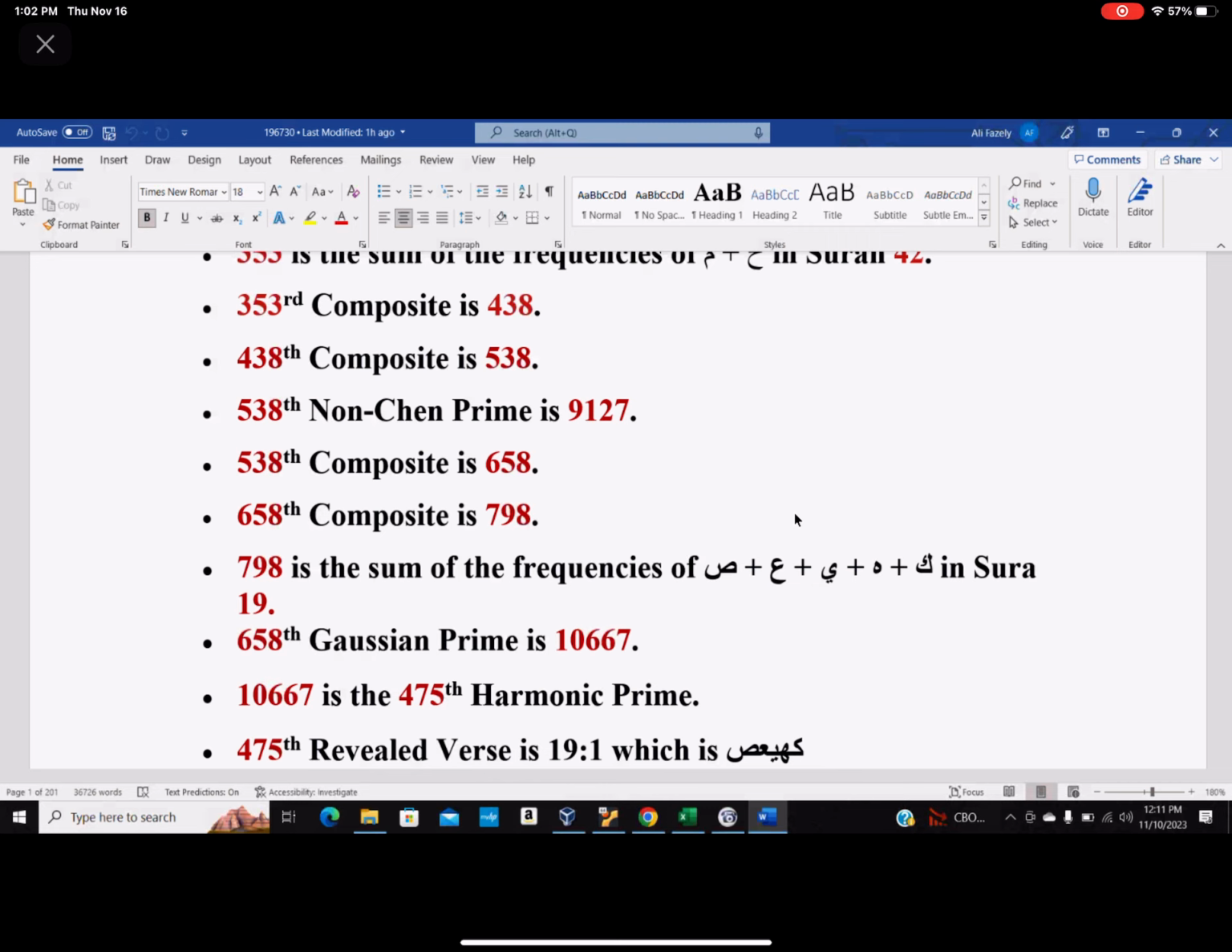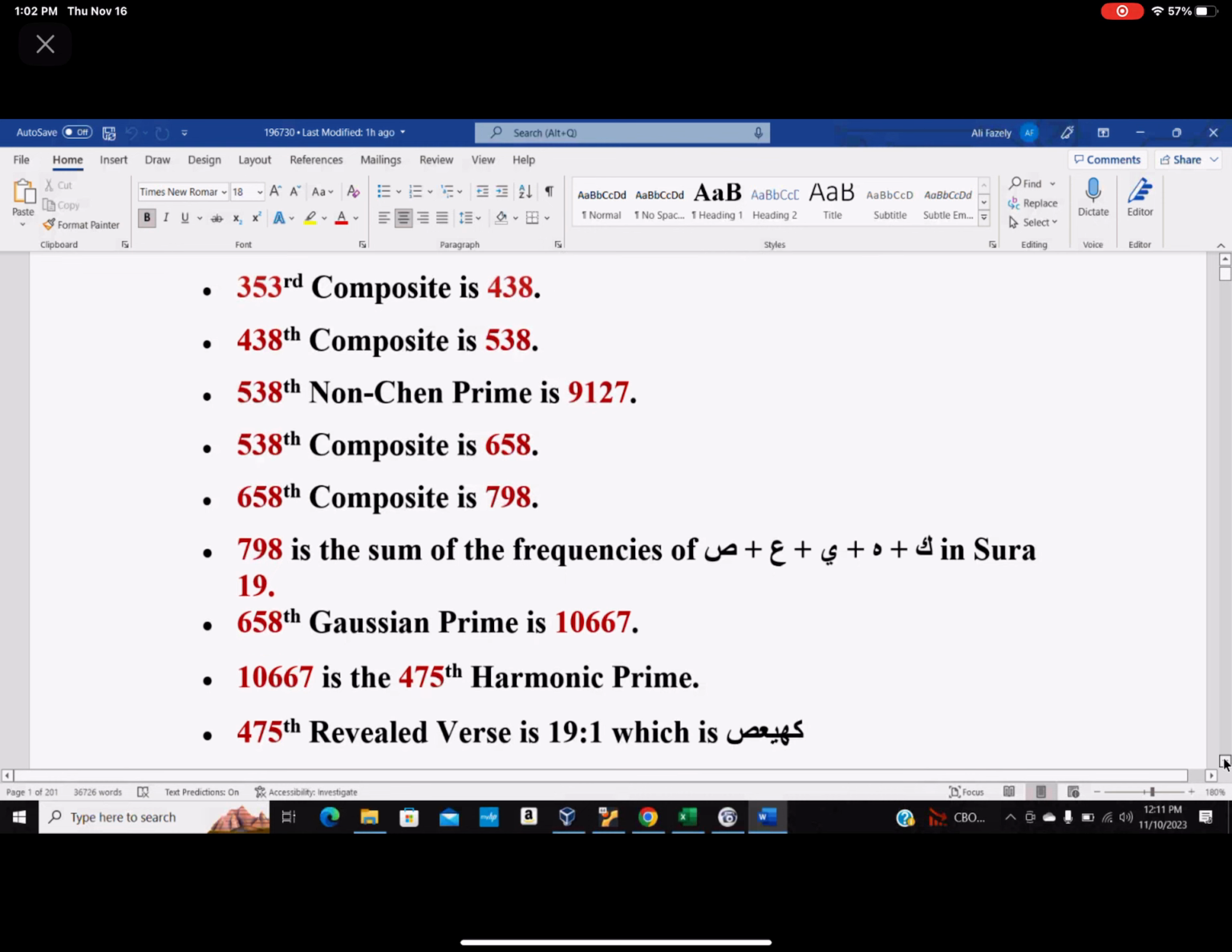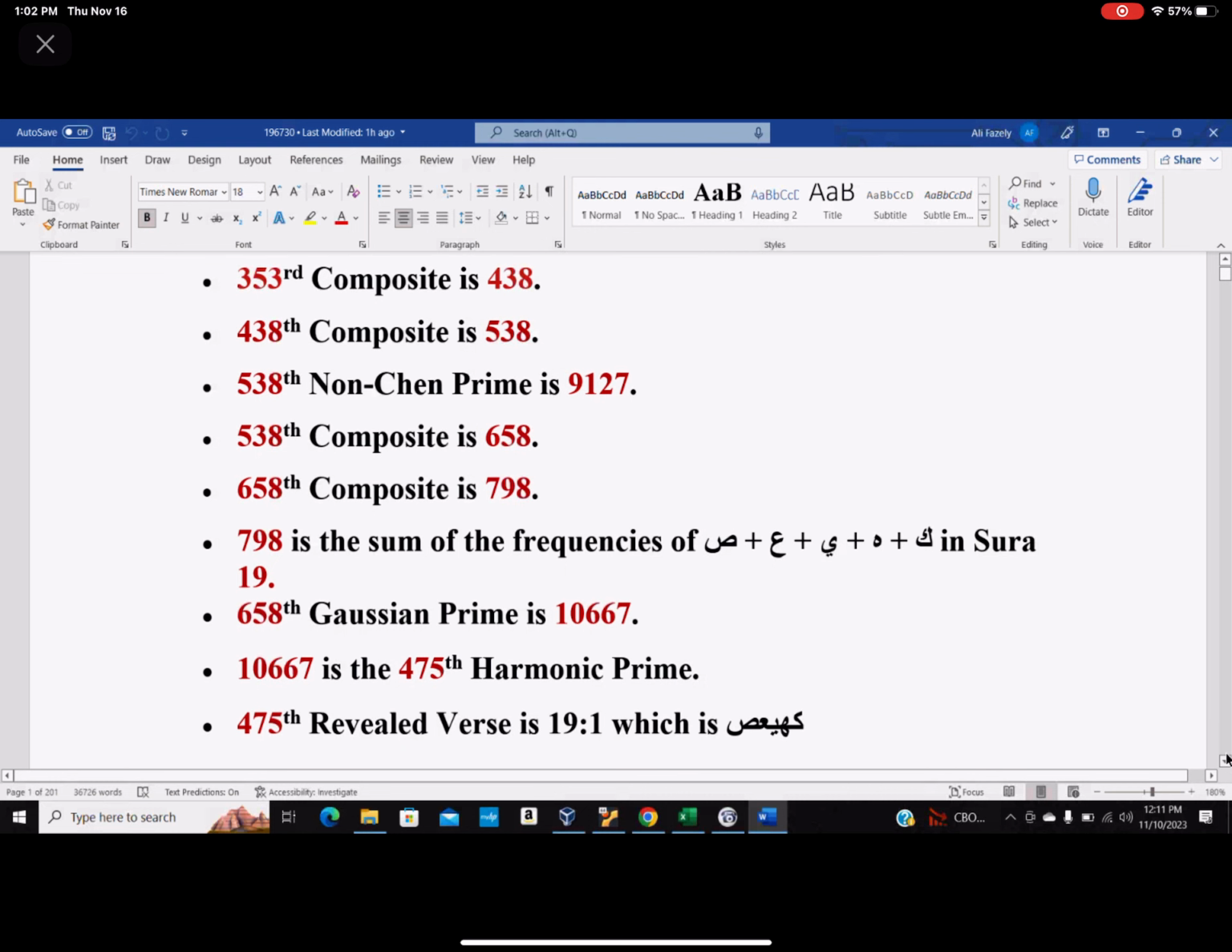At that time, we were happy that this was divisible by 19. But look what God has given us. God is telling us why. He's telling us why it's like this. 658 Gaussian prime is 10667. 10667 happens to be the 475th harmonic prime. We discussed harmonic prime last week.